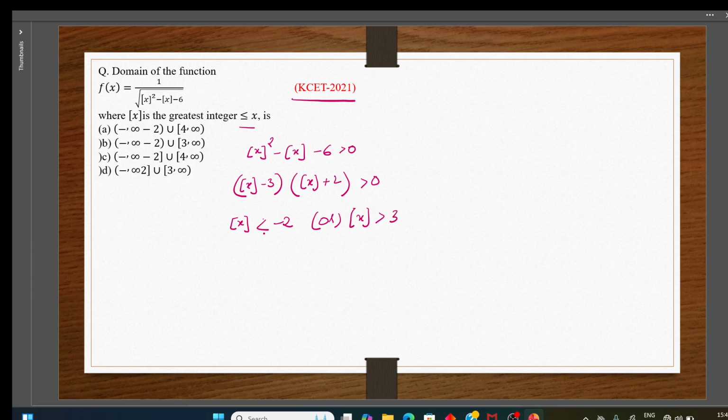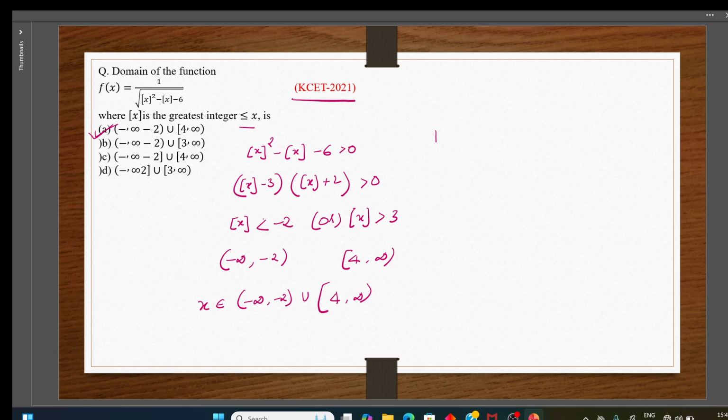Greatest integer of x less than minus 2 means the interval is minus infinity to minus 2. And greatest integer greater than 3 means the closed interval 4 to infinity. So here the domain is x belongs to minus infinity to minus 2 union closed interval 4 to infinity. Option A is correct: minus infinity to minus 2 union 4 to infinity.